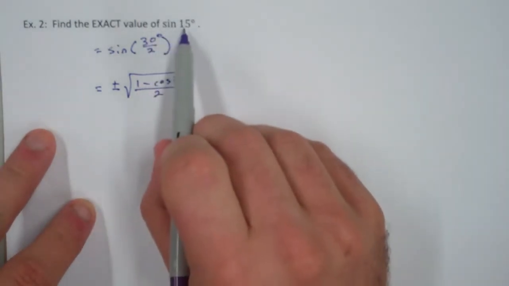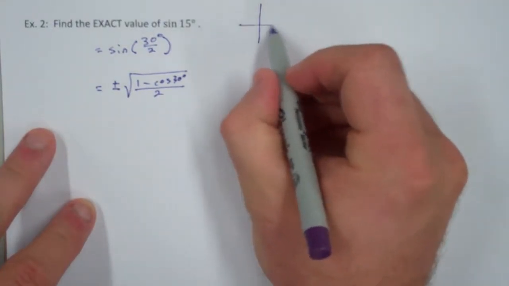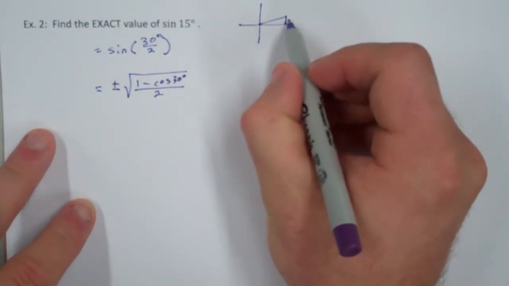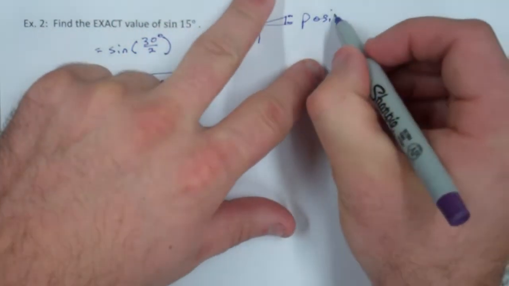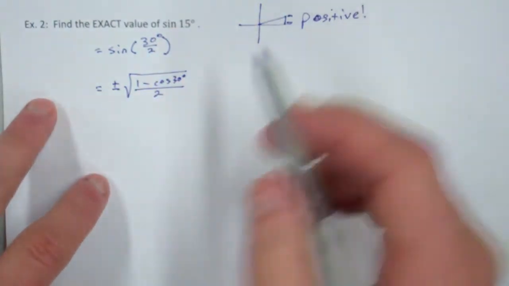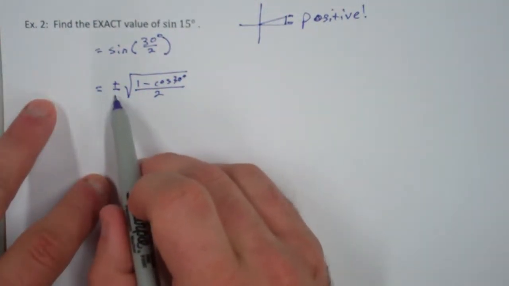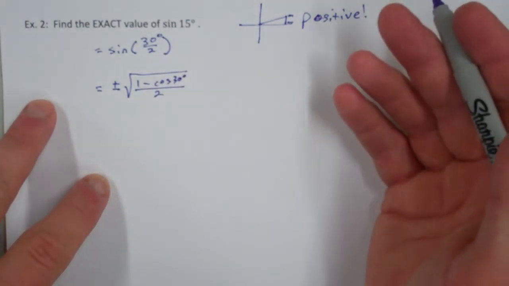Remember, we're trying to find the sine of 15. Well, the sine of 15 is going to be the y value here. And the y value is positive. Oops, that's pretty messy. There we go. Positive. So, we don't need this plus or minus sign anymore. We're just going to choose the positive one because the sine of 15 is positive.